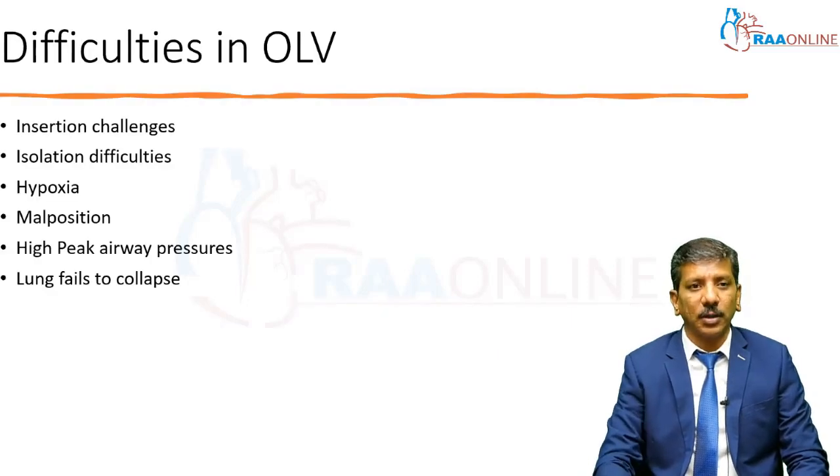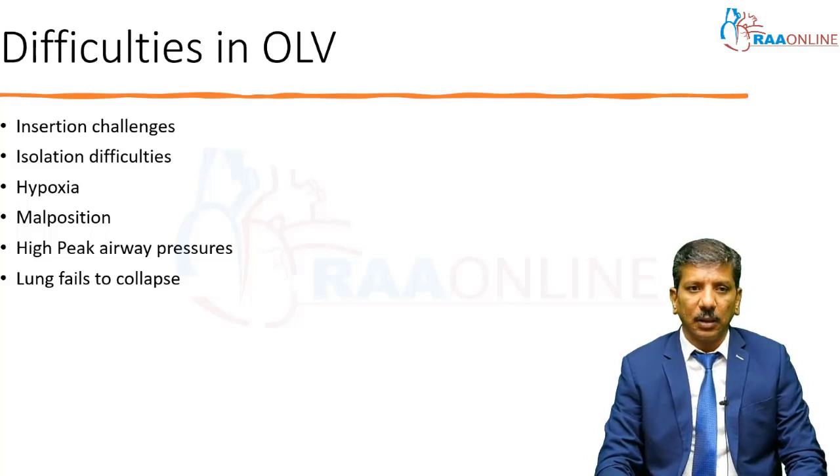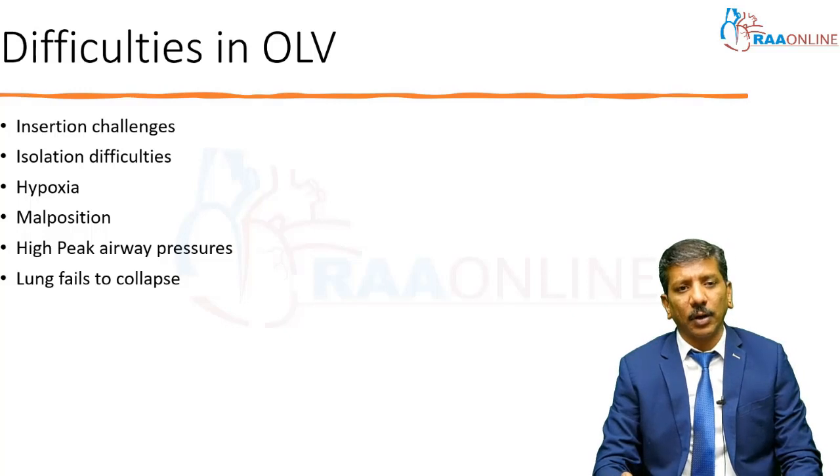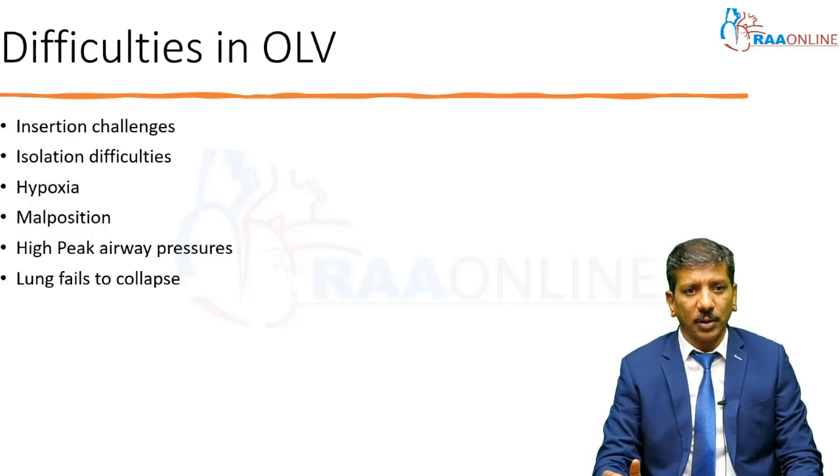Let us see what are the various difficulties in one lung ventilation. First is insertion challenges. As a beginner, and even for experienced people, sometimes they find difficulty in how to come across that. Next is isolation difficulties, and another of the commonest problems is hypoxia. What are the causes of hypoxia? And important problems during one lung ventilation: malposition of the DLT or bronchial blockers, and suddenly you can encounter high peak airway pressures, or the surgeon will be shouting that the lung fails to collapse during the surgery. Then how are you going to deal with all these problems? Let us see one by one.